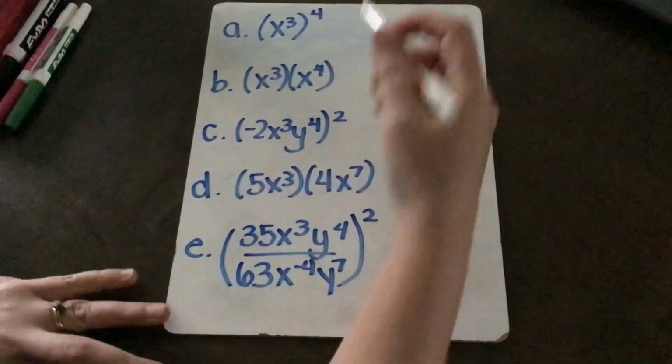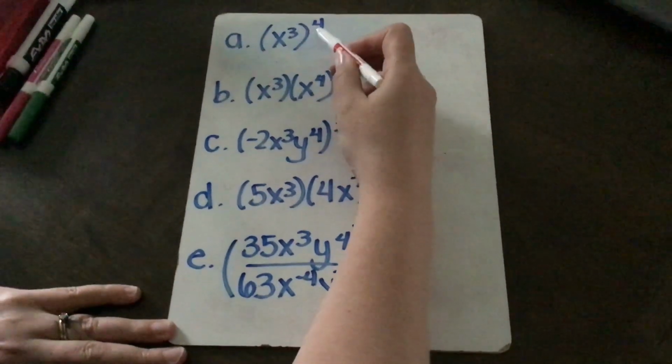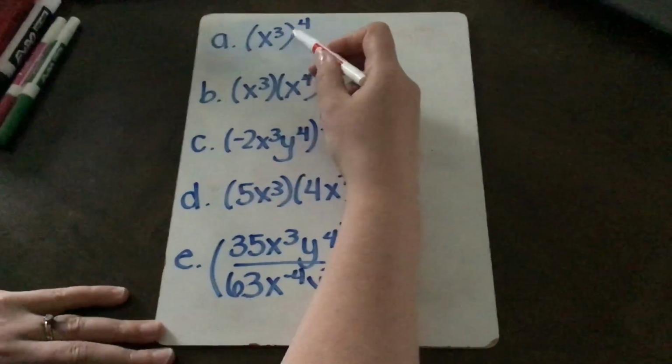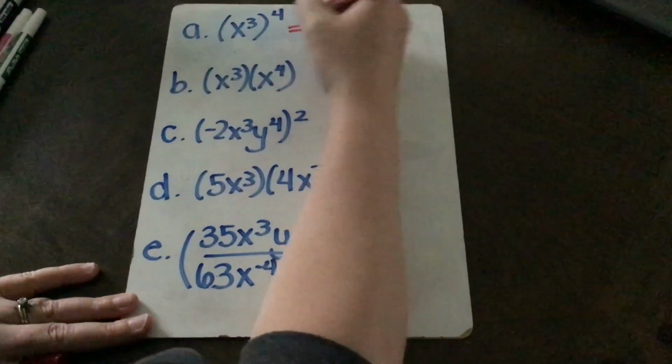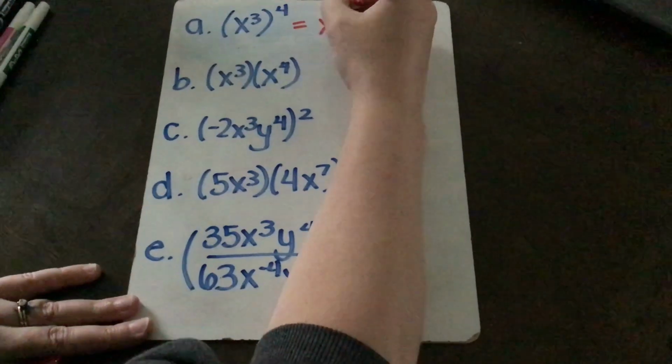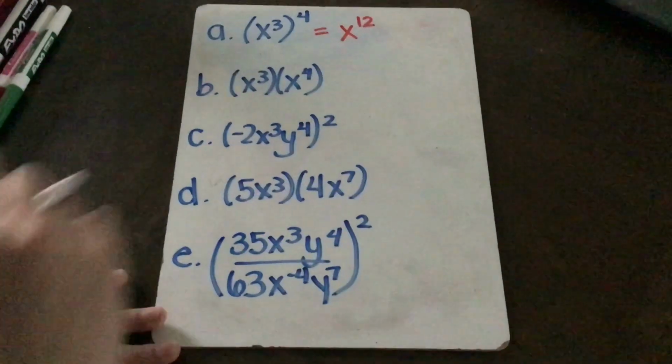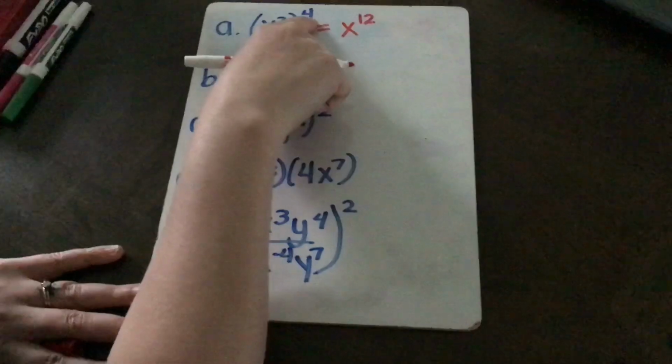So the first one, I have a power to a power. So anytime I have something that looks like that, I'm going to multiply those exponents. So this would be x to the 12th. So this is when I have a power raised to a power.